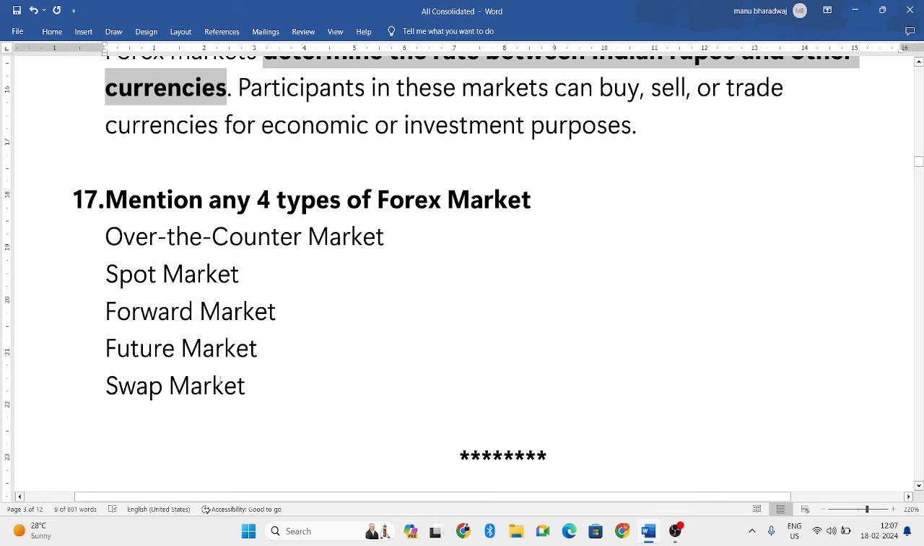So these are all the 17 questions, okay, which is expected. It might come in your examination. At least if you know these questions, it is like a basic foundation questions. Suppose if any other questions is asked, you will be able to answer the questions.